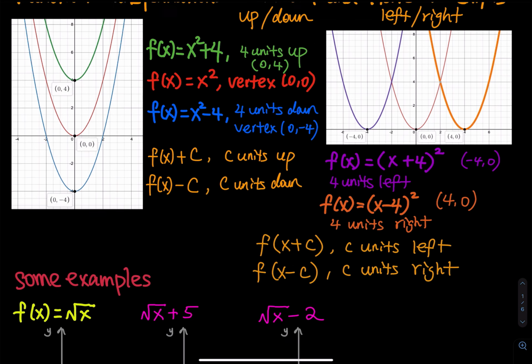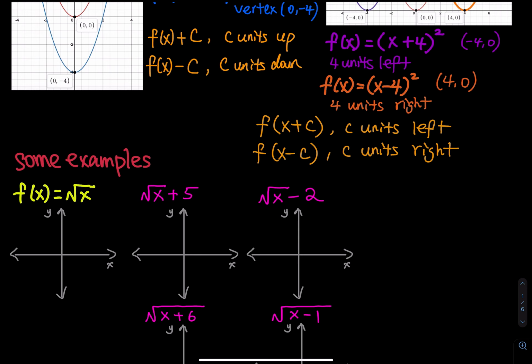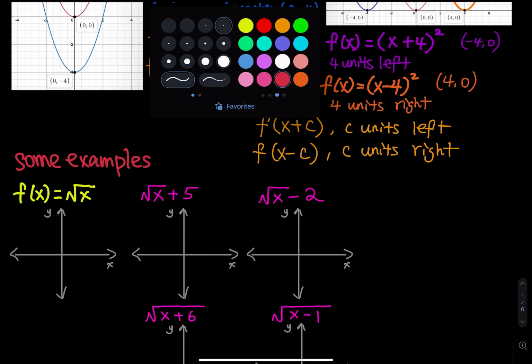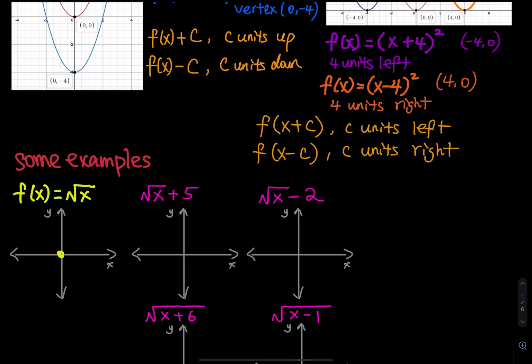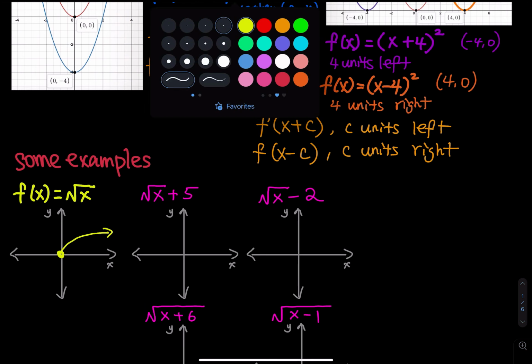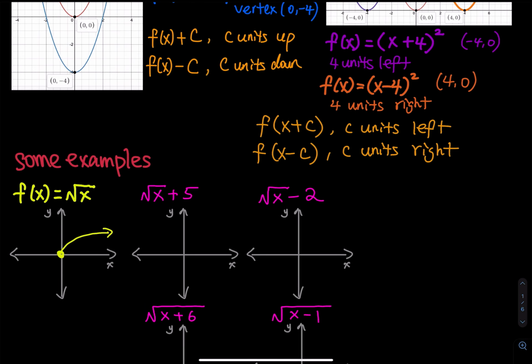All right, time to do some examples. The first one, we have square root of x. Square root of x looks like this, right? What happens when you add 5 to it? When you add 5 to it, let me match the color for you, that will shift the starting point 5 units up, from 0, 0 to 0, 5. Then if you subtract 2, that will shift this down to 0, negative 2. So 0, negative 2, it looks like that.